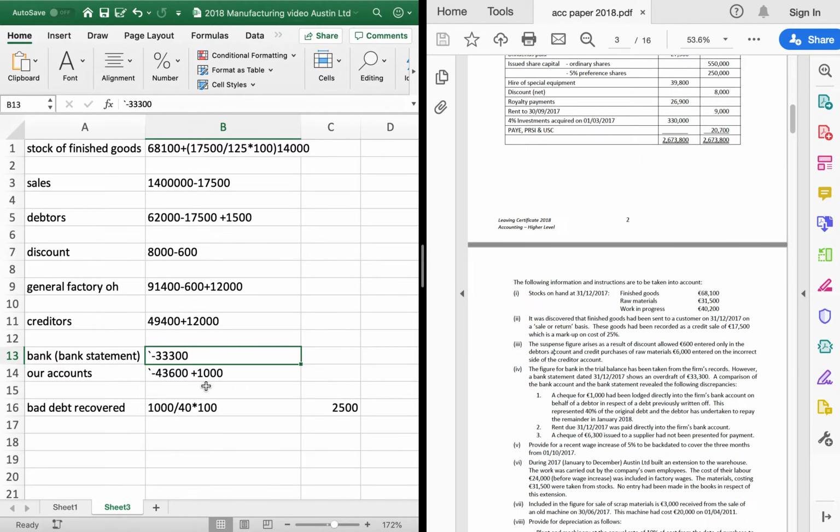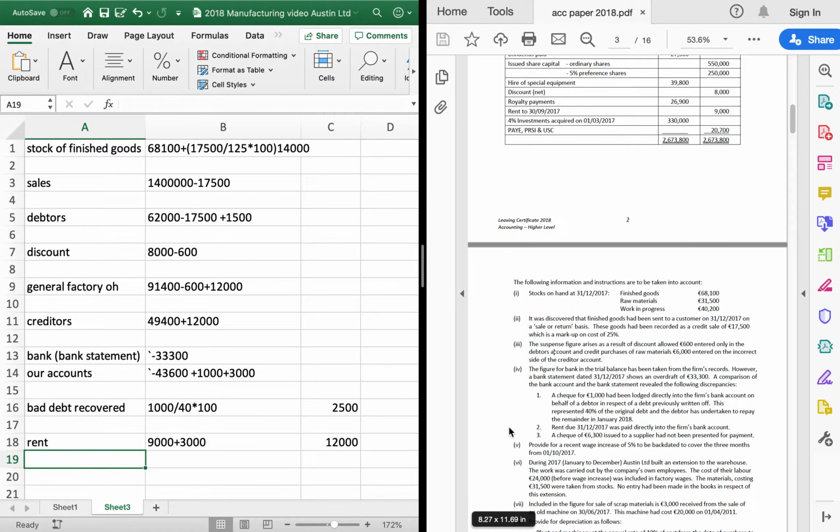So the rent due of 3,000 gets added to our accounts. So we've received the 3,000 that were due. Now that means that rent is 9,000 plus 3,000. It's 12,000. There is no rent due. Okay, so there's not going to be any rent receivable due in the current assets. Rent just goes up to 12,000. Okay, so that's the second part done.